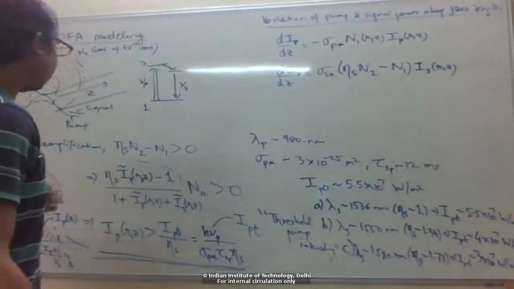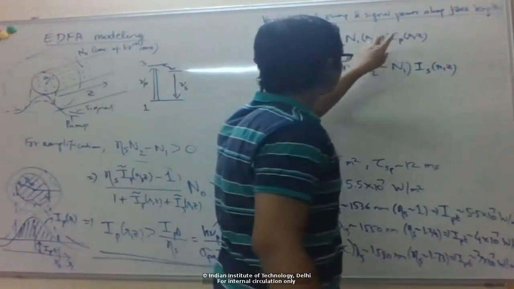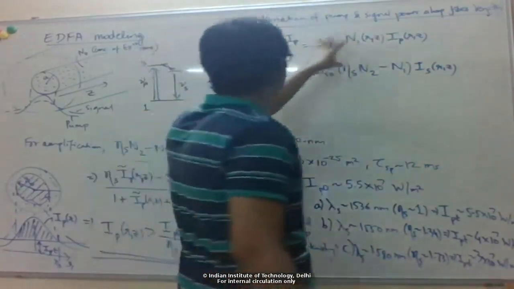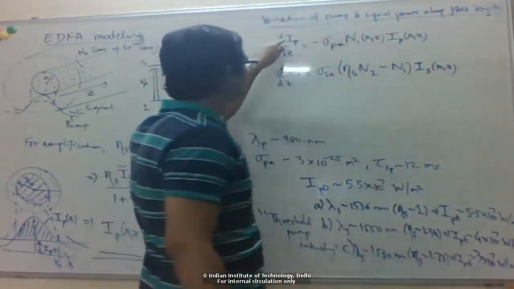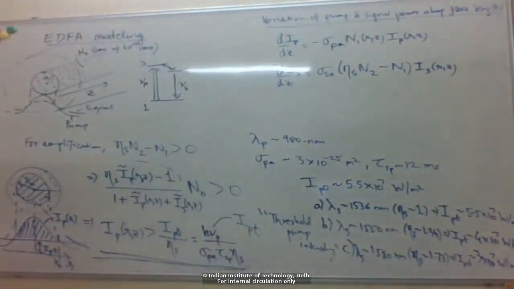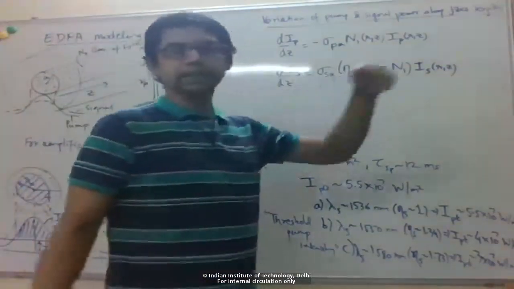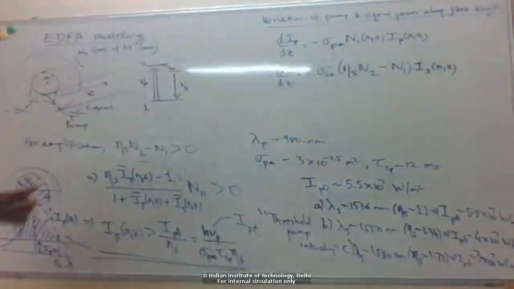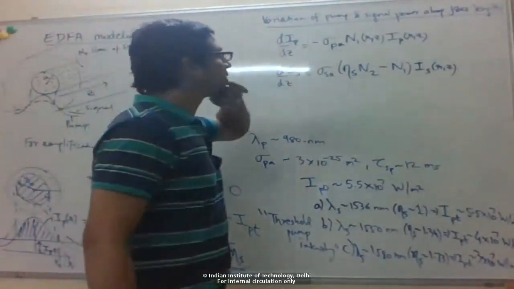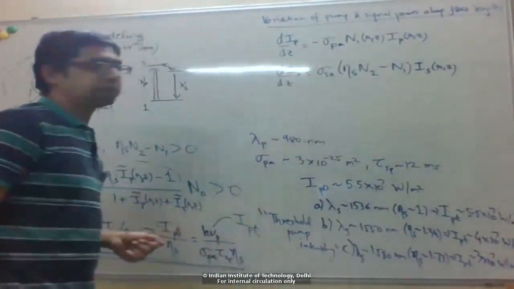So recall we just erased that, but we had expressions for N1 and N2 as a function of r and z in terms of I_P and I_S. So basically we can replace those expressions and write this entire equation in terms of just the intensity. The solution of those will give me how the pump and signal intensity is varying. These are nonlinear differential equations, because N1 and N2 were complicated expressions of I_P and I_S.